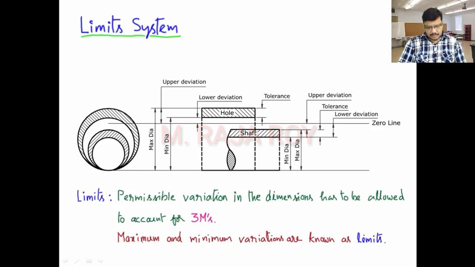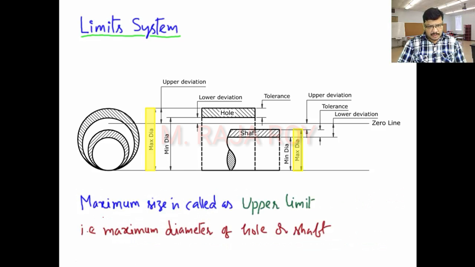Now observe, maximum size is called the upper limit. So here, up to here this is the maximum size of the hole. So that is the maximum diameter, that we will call the upper limit. Maximum diameter of the hole or shaft we can call the upper limit. So with respect to hole, this is the maximum diameter. With respect to shaft, this is the maximum diameter. These are called upper limits.